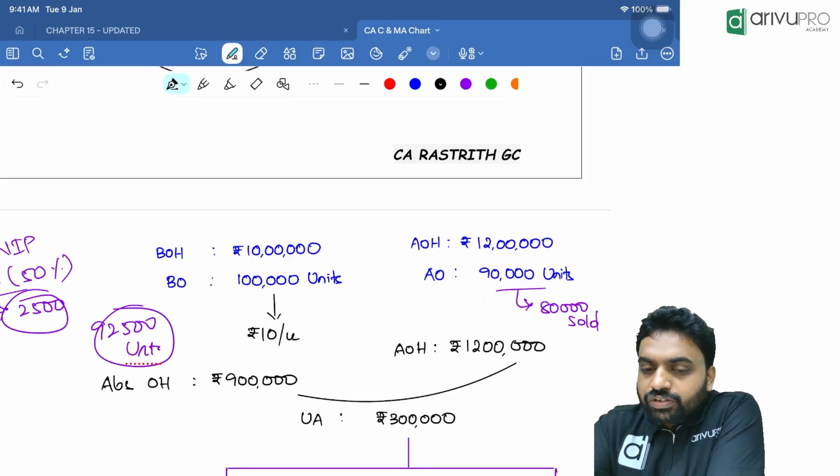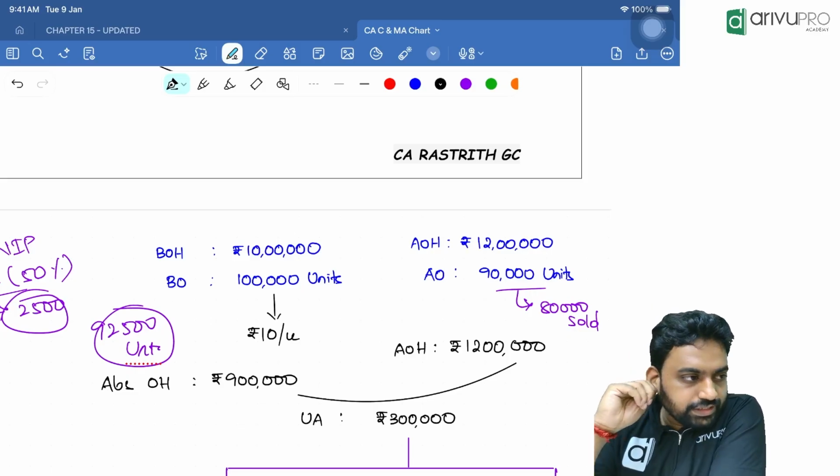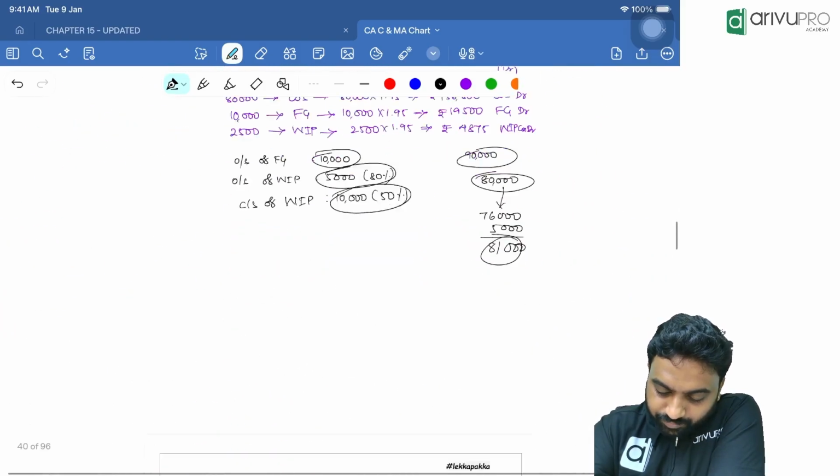Or if 20,000 was due to a labor strike, then all you should take is 11 lakh 80,000. Understanding? So all these things you should keep in mind while doing that.